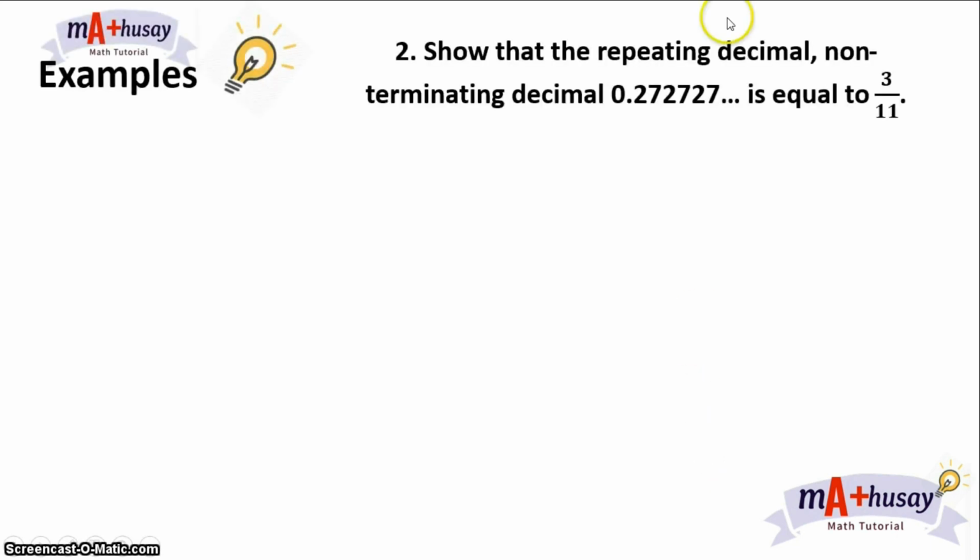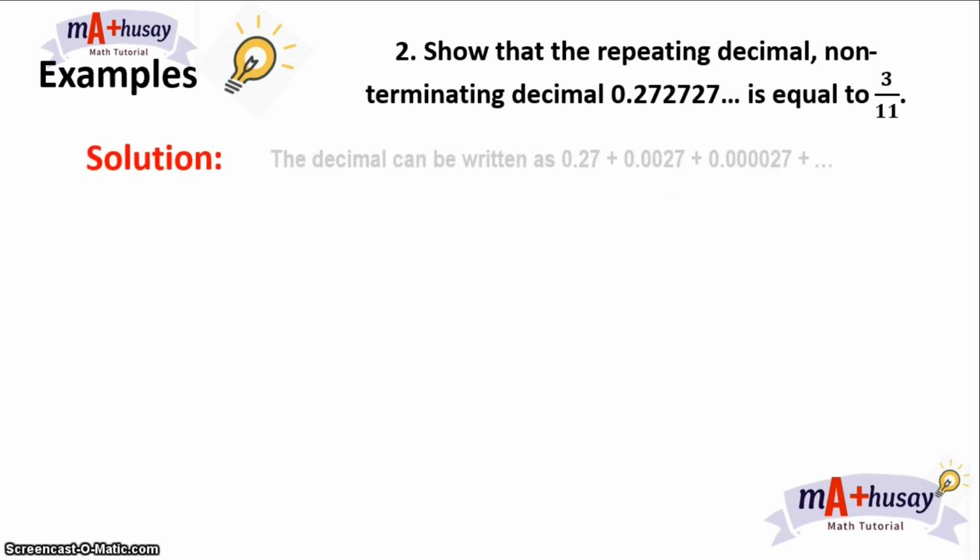Let's take another example. Example number 2. Show that the repeating, non-terminating decimal 0.27, 27, 27, 27, and so on is equal to 3 over 11. How do we show this? That 0.272727 is equal to 3 over 11. Take note, this is a non-terminating decimal.